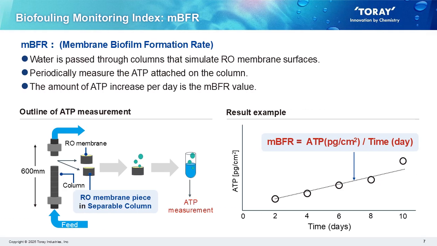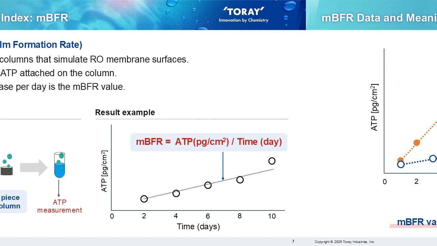mBFR is defined as the rate of ATP accumulation per day. Firstly, original separable columns that simulate RO membrane surfaces are prepared, and ATP attached to the RO membrane piece inside the column is periodically measured. As a result, the slope of the line represents the mBFR value.